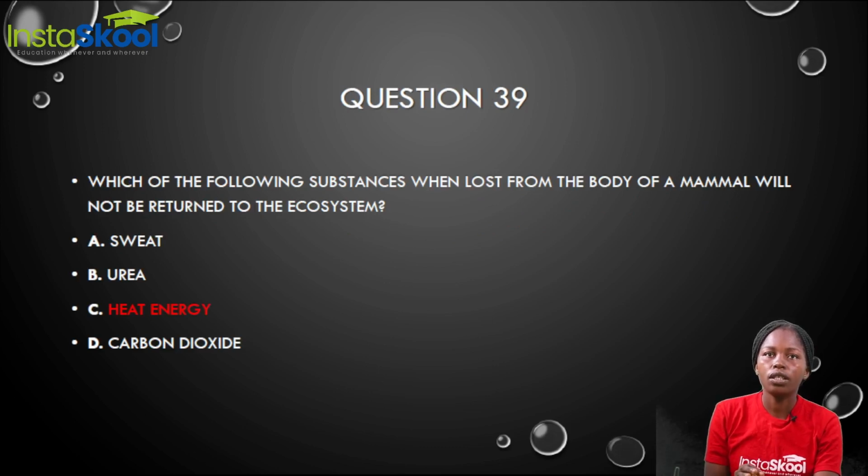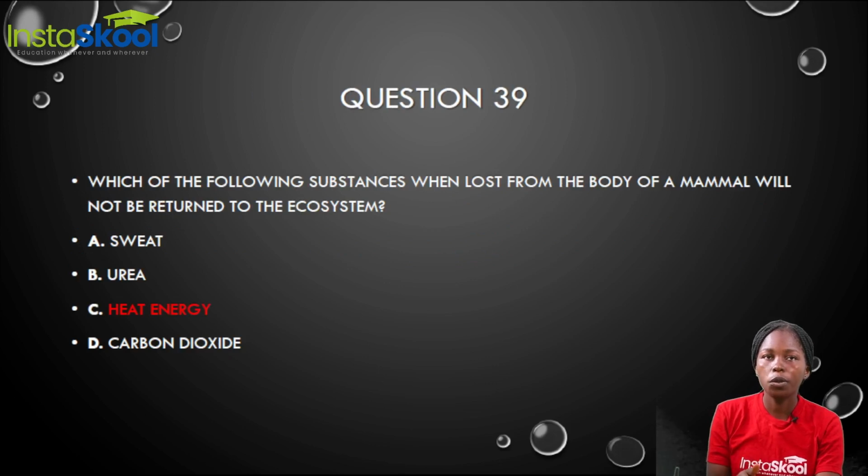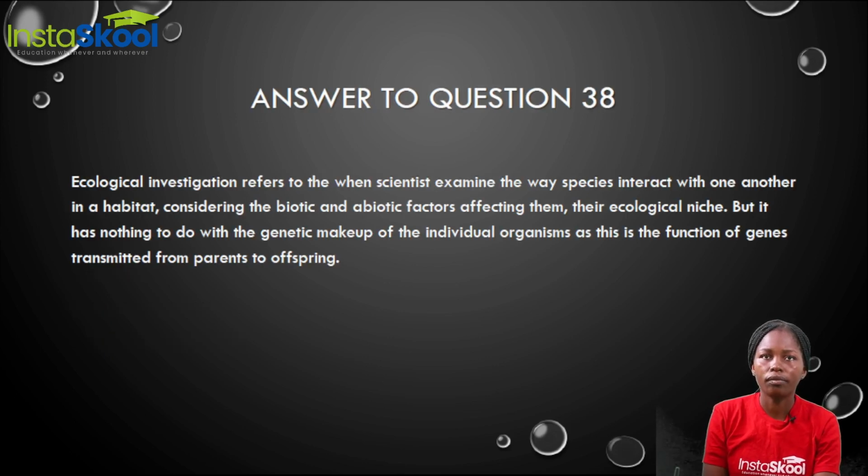Which of the following substances, when lost from the body of a mammal, will not be returned to the ecosystem? Now from our options, we see a variety of products from the body of a mammal. We sweat, not so. We also pass out urea through our urine, and then we breathe out carbon dioxide. But what about heat energy?